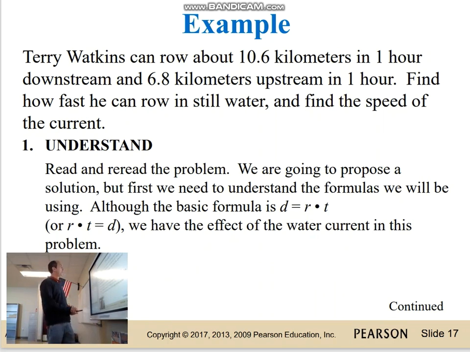Let's check this example here. Terry Watkins can row about 10.6 kilometers in 1 hour downstream and 6.8 kilometers upstream in 1 hour. Find how fast he can row in still water and find the speed of the current.